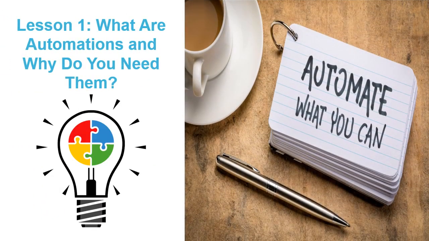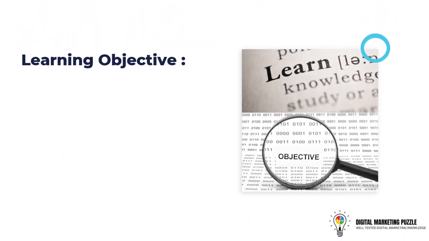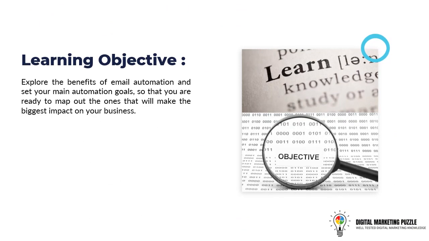Lesson 1. What are automations and why do you need them? Learning objective. Explore the benefits of email automation and set your main automation goals so that you are ready to map out the ones that will make the biggest impact on your business.